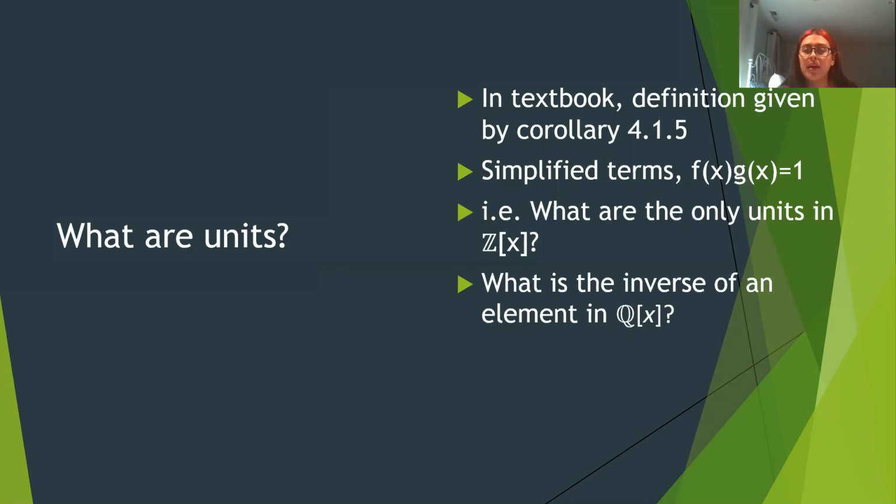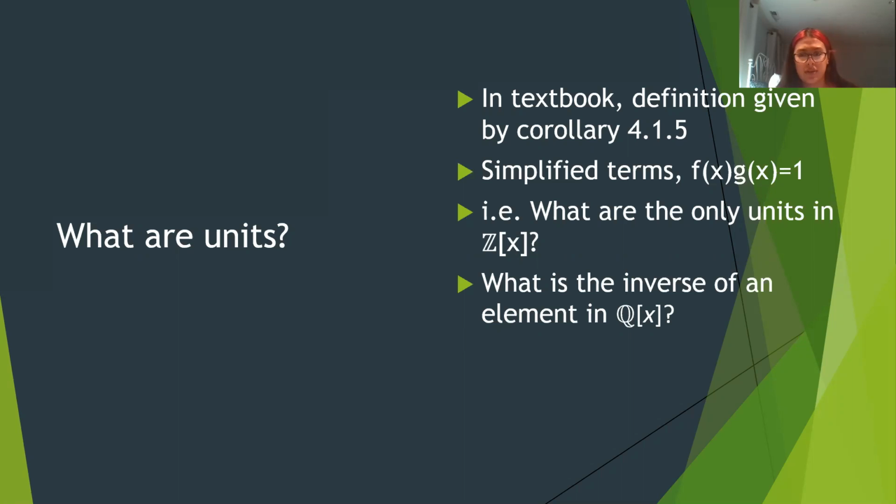Now, what are units? In the textbook, it's stated in corollary 4.1.5, which states, let R be an integral domain and f of x an element of R of x. Then f of x is a unit in R of x if and only if f of x is a constant polynomial that is a unit in R. So to simplify, units are elements in a ring that have a multiplicative inverse. So if g is the multiplicative inverse of f of x, then f of x g of x equals 1.